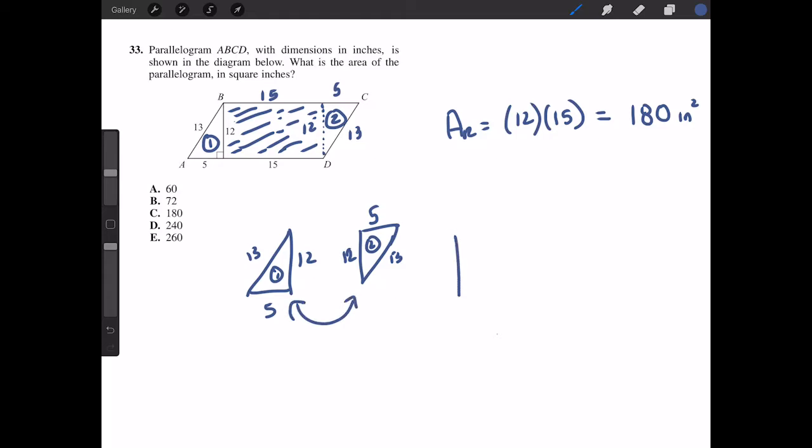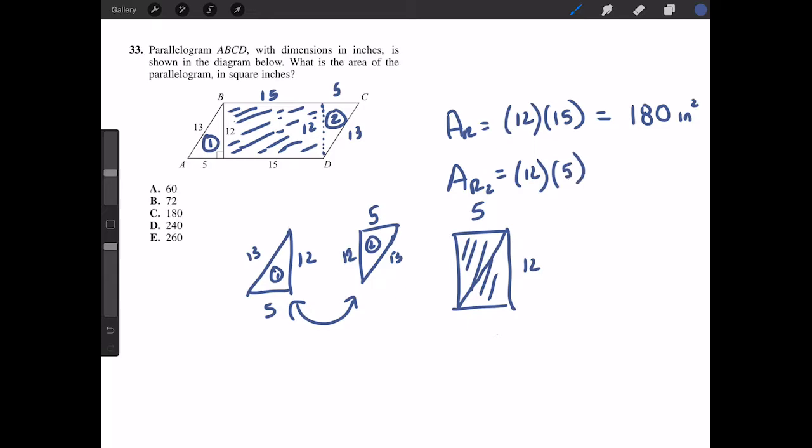What does that tell you? You can put these together and create a rectangle. So you have another rectangle that measures 5 by 12. So if you multiply the area of that second rectangle, let's call it R2, so you're multiplying 12 times 5, which is equal to 60 inches squared. Now you've accounted for all areas. And if you add 180 plus 60, you're going to end up with 240 inches squared, which is, again, choice D.